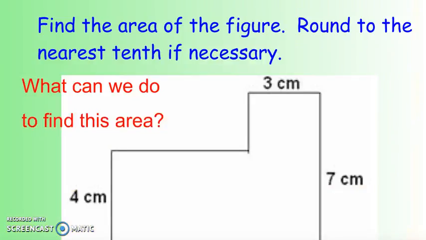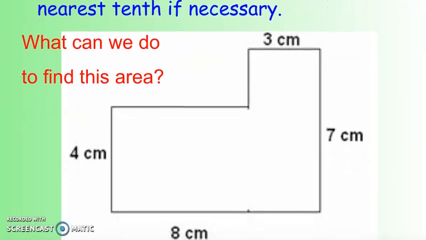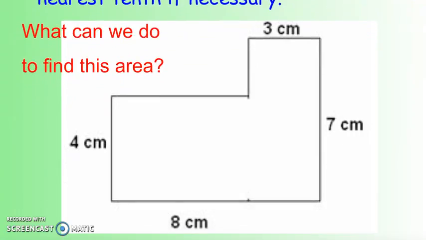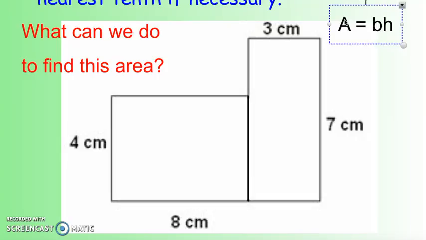So let's start off with a composite figure that looks like this. What could we do to find the area of this figure? Well, we could separate it into two parts. If I separate this figure right here, do you notice that now I have two rectangles? And I could find the area of a rectangle because I know the formula is area equals length times width. And I could multiply them together in both cases, and then add them together to find the total area.